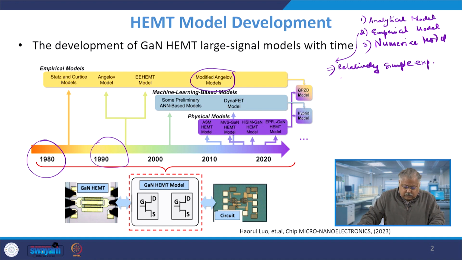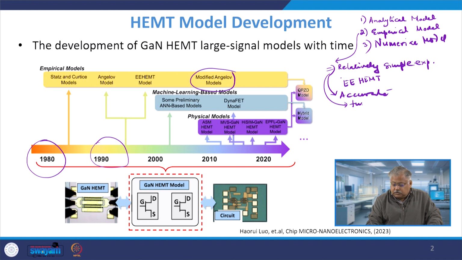There is another model known as the EEHEMT model, and these empirical models mainly appeared in the 1990s. However, they still remain quite valid even today, because you have a large amount of experimental data to support these models. The empirical models are very accurate, easy to use, and highly tunable in terms of application.